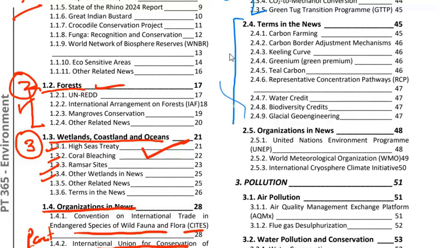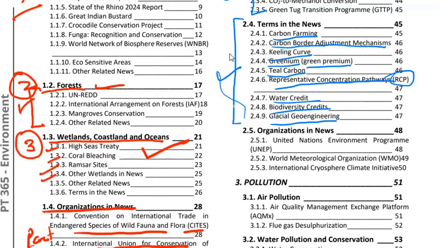These 9 terms are given. We will see these 9 terms in news. The first here is carbon farming. Second is carbon border adjustment mechanism. Third is Keeling Curve. Fourth is Greenium, that is green premium. Fifth is Teal Carbon. Sixth is representative concentration pathway, that is RCP. Next is water credit. Eighth here is biodiversity credit. Ninth and last point is glacial geoengineering.